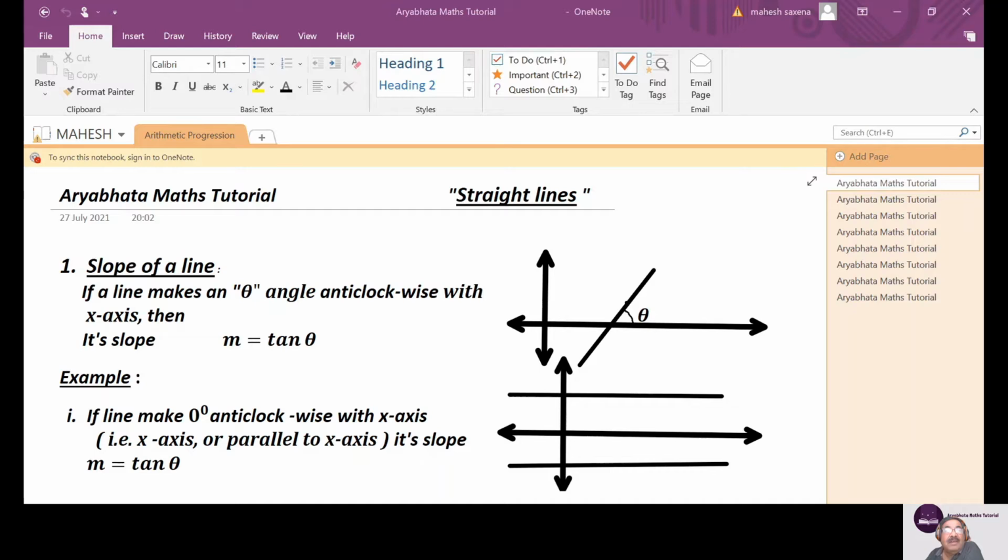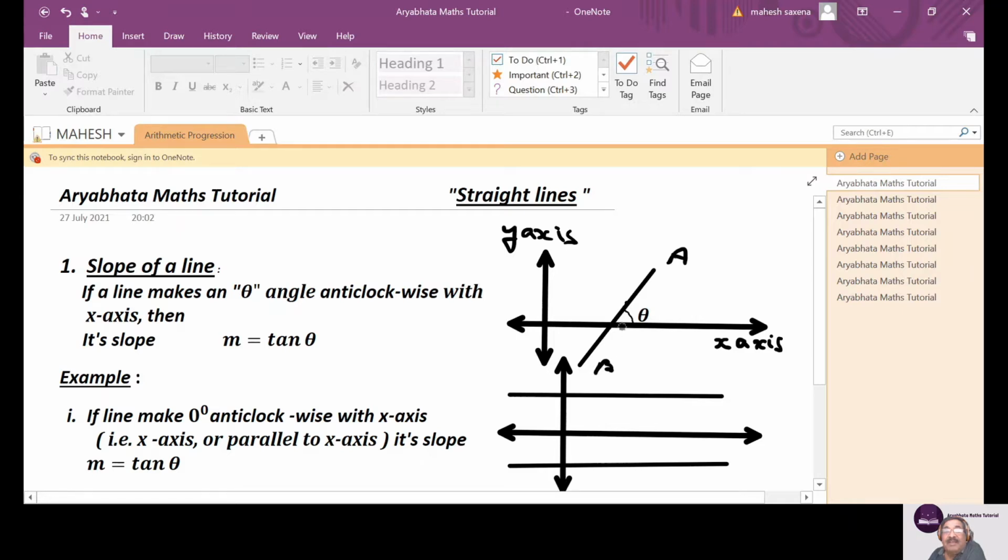Now this is the coordinate axis, and it is the x-axis, and perpendicular to this is the line known as the y-axis. Suppose a line AB makes the angle theta with the x-axis. Therefore, the slope of the line is denoted as m and it is equal to tan theta.